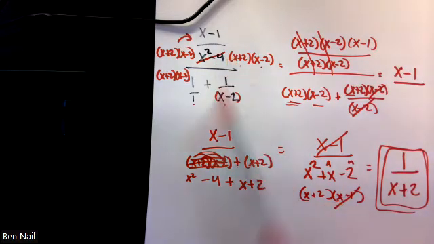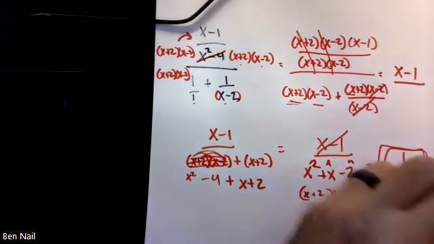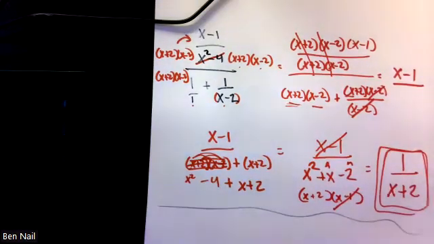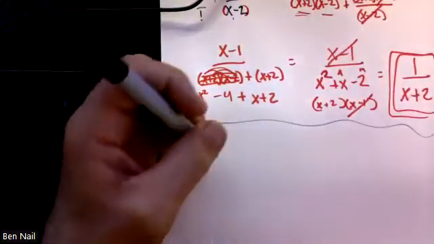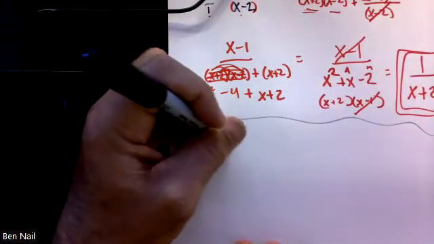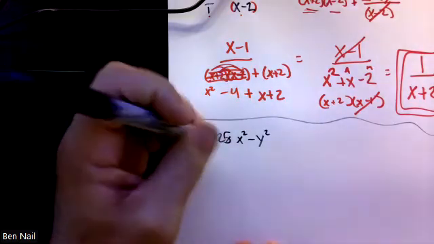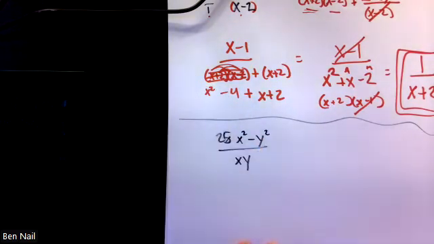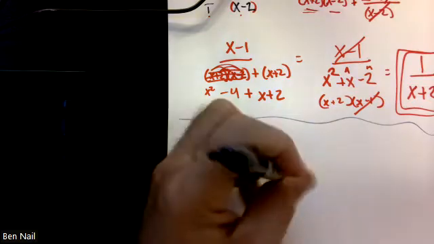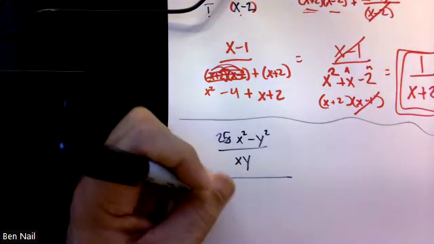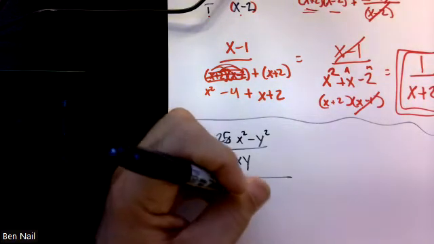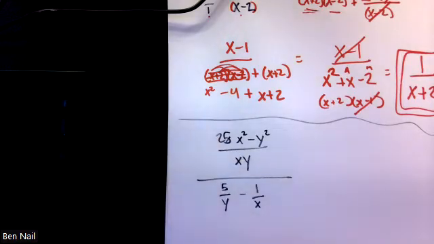Okay, this is as ugly as it gets. I'm going to do another example that's about like it, and then we'll move on to 6.5. All right. So 25x squared minus y squared over xy, over 5 over y minus 1 over x.